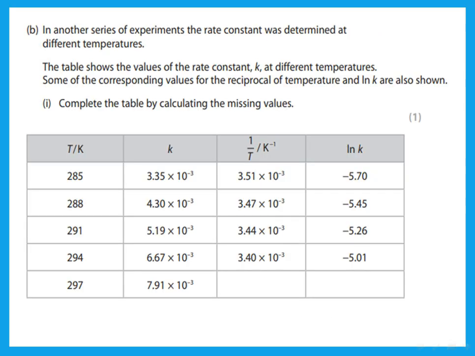In another series of experiments, the rate constant was determined at different concentrations, and he gives me the table. Now complete the table by calculating the missing values. So the missing value is just 1 over t. So the t is 297. I calculate 1 over t. For ln k, he gives me the k, and I get the natural log of that.